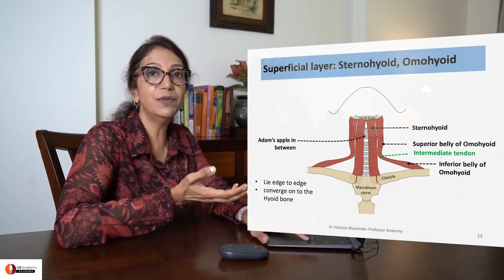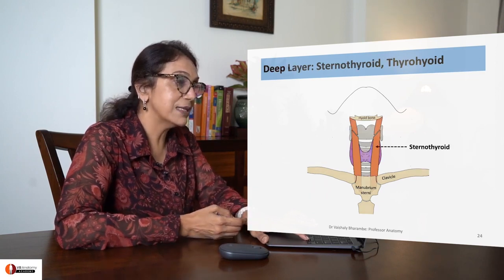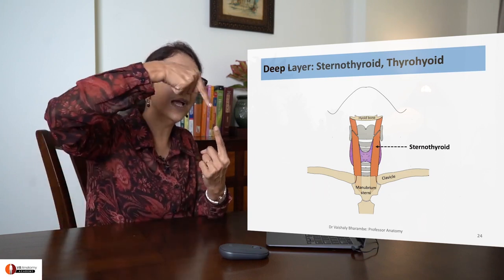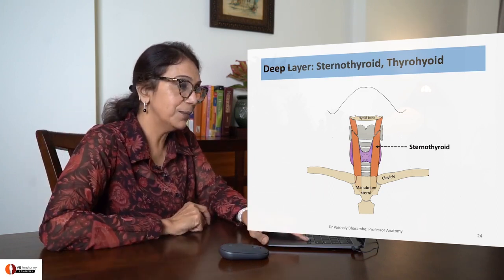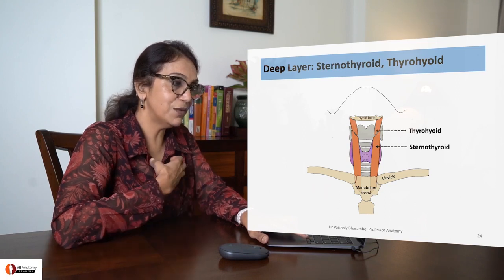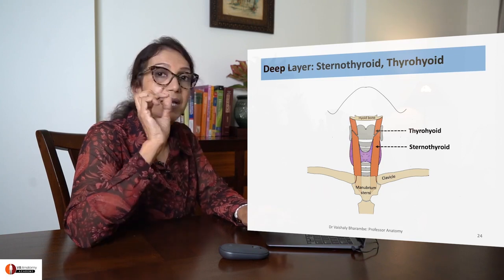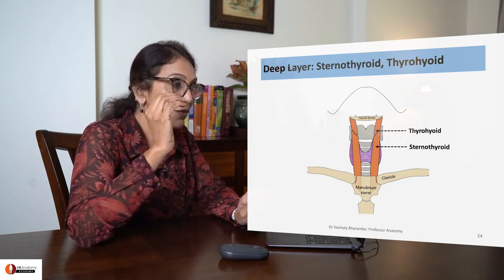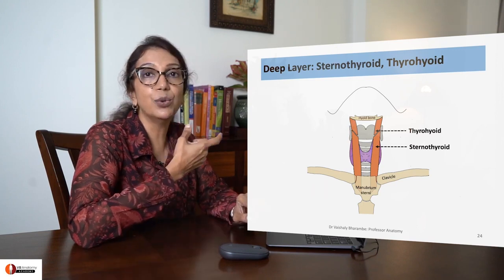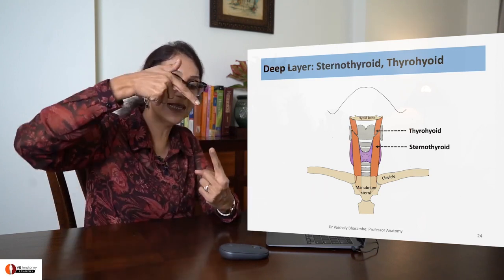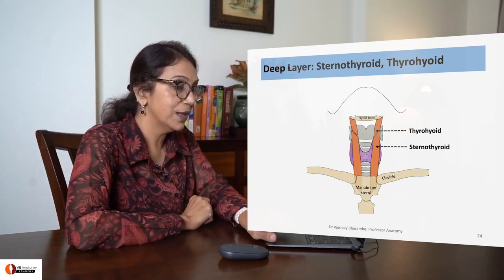Let's remove both of them. What do we find below? Right. So what I find below is sternothyroid and thyrohyoid sitting one on top of the other. Sternothyroid passing upwards from the manubrium sterni to the thyroid cartilage, the oblique line on thyroid cartilage. From here upwards passes your thyrohyoid, which gets attached to the lower border of the hyoid bone. So they sit one on top of the other in this way, linearly oriented.